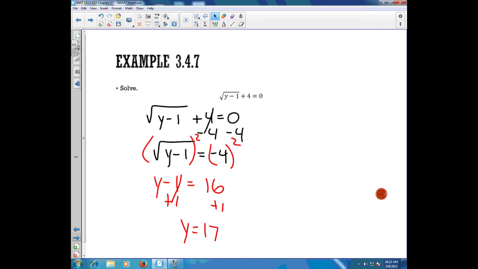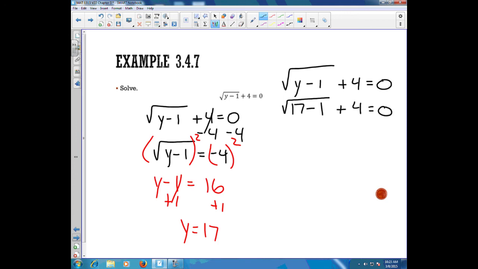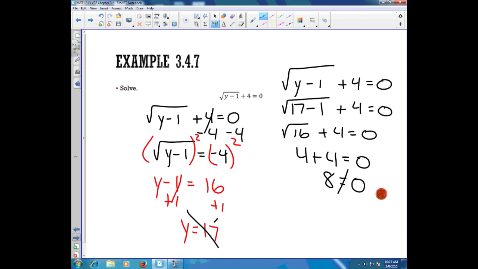Now let's check our answer. The square root of y minus 1 plus 4 is equal to 0. So what we have is the square root of 17 minus 1 plus 4 equals 0. So that's the square root of 16 plus 4 equals 0. So 4 plus 4, well, 8's not equal to 0. And because 8's not equal to 0, we can't keep 17 as a solution.